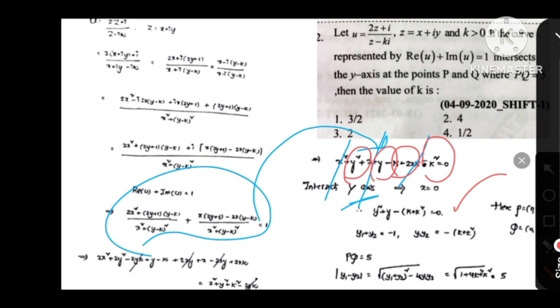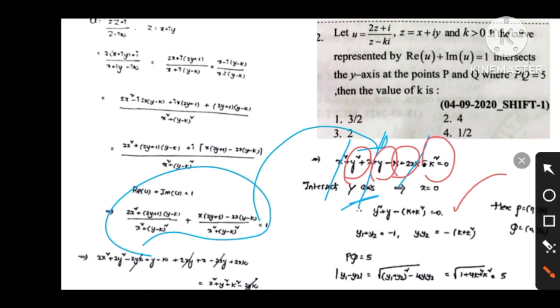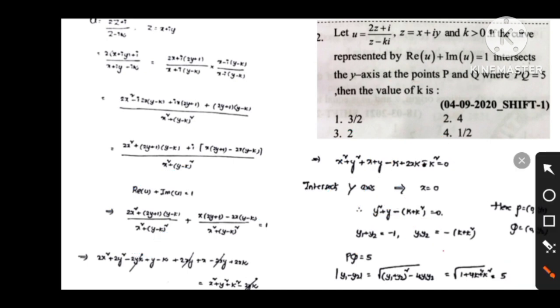Okay. And also given that the curve intersects the y-axis at the points p comma q. That is, here y1 comma y2 are the roots of this equation. Okay. Then what is y1 plus y2? Sum of the roots is equal to minus b by a, which is minus 1. y1 into y2 is equal to c by a, that is minus of k plus k square by 1.